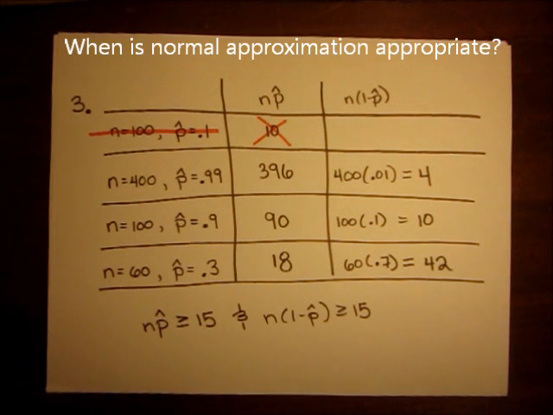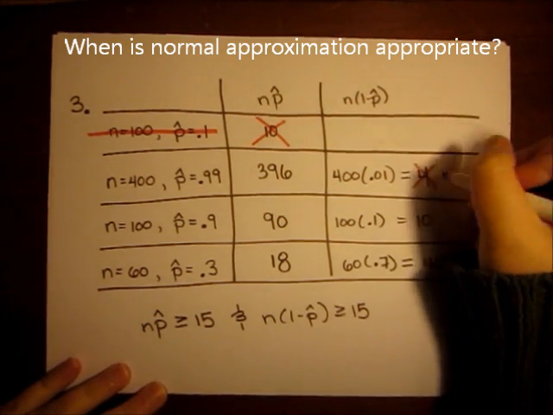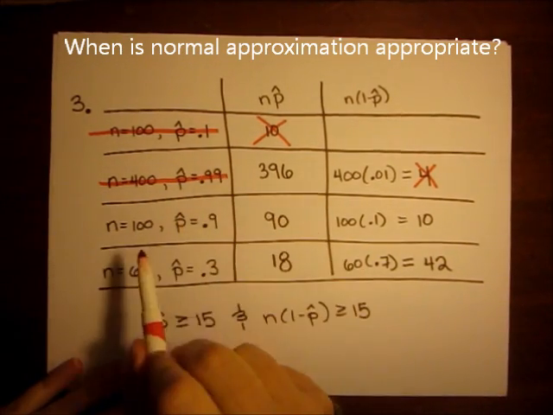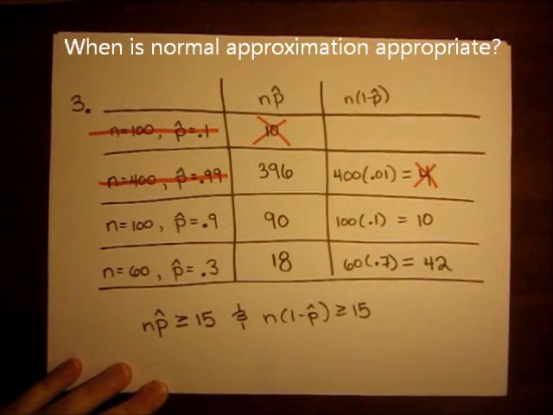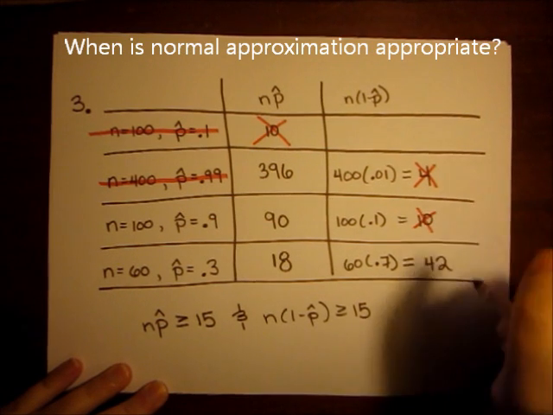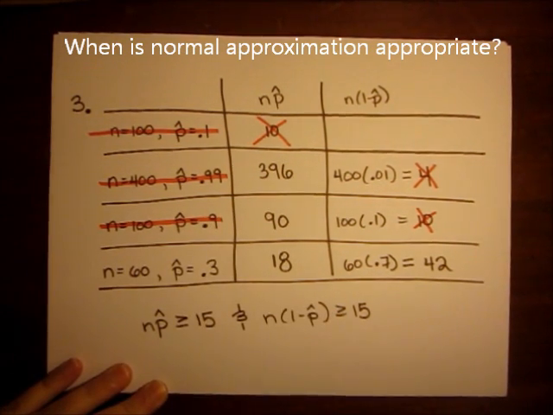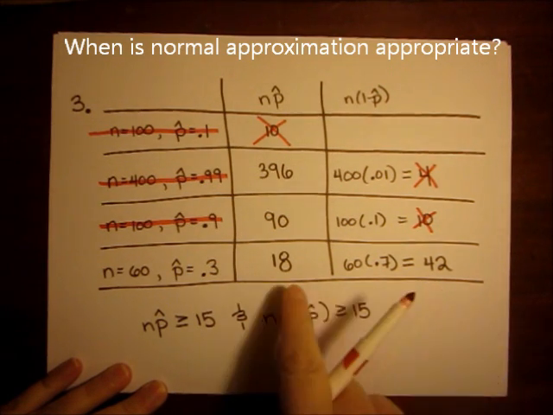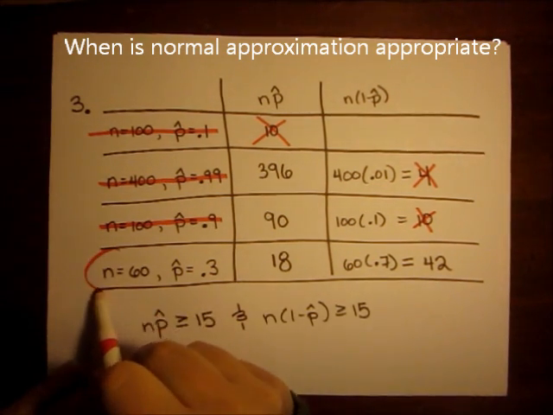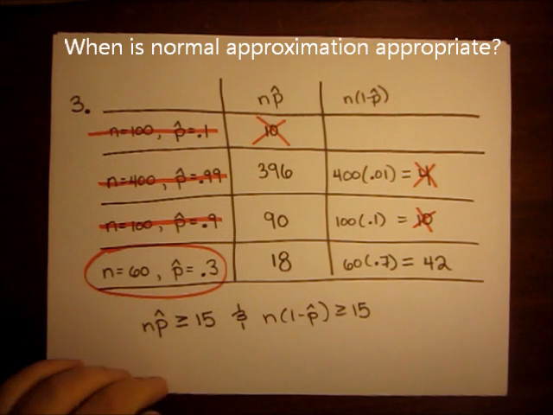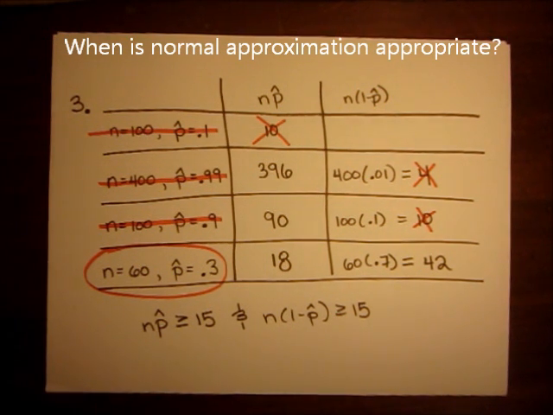Okay, so of these remaining 3 options, 4 is not bigger than or equal to 15. So 400 with p hat 0.99 is out. 10 is not bigger than or equal to 15. So 100 and 0.9 is out. But 42 and 18 are both bigger than or equal to 15. So the answer would be the 4th choice, n equals 60 and p hat equals 0.3.